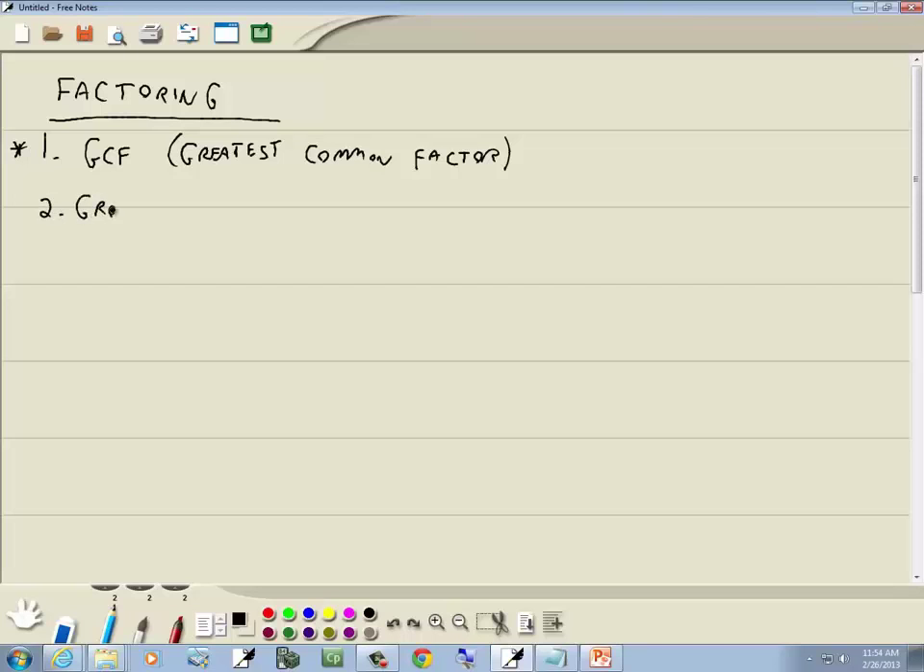Our second method is grouping. And this is when you have 4 or more terms. So if it has 4 or more terms, you don't have a choice. You try to use grouping. These first two are what this lesson's about, and then these other methods we'll see in other lessons.